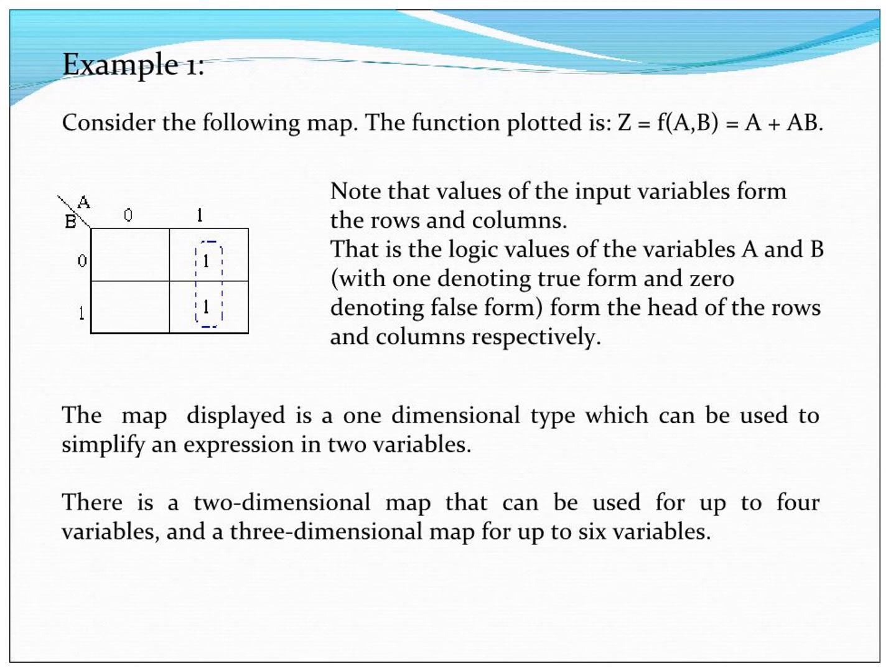The map that is shown here is of 1-dimensional type, which can be used to simplify an expression of 2 variables only. There are 2-dimensional maps that can be used for up to 4 variables, and 3-dimensional maps can be used for up to 6 variables.